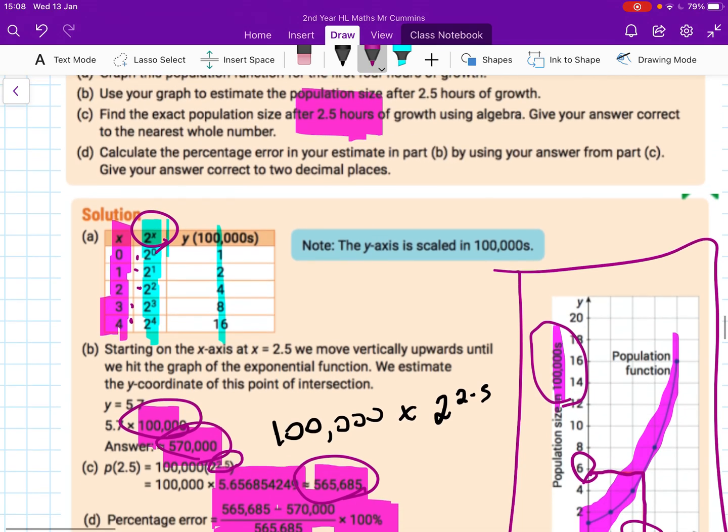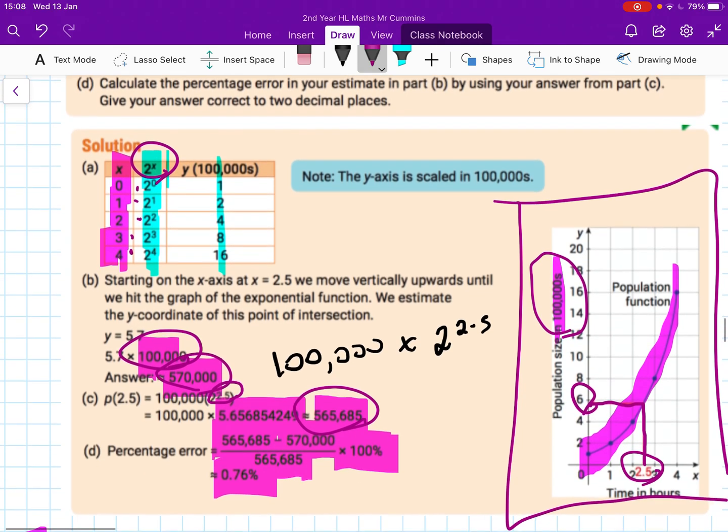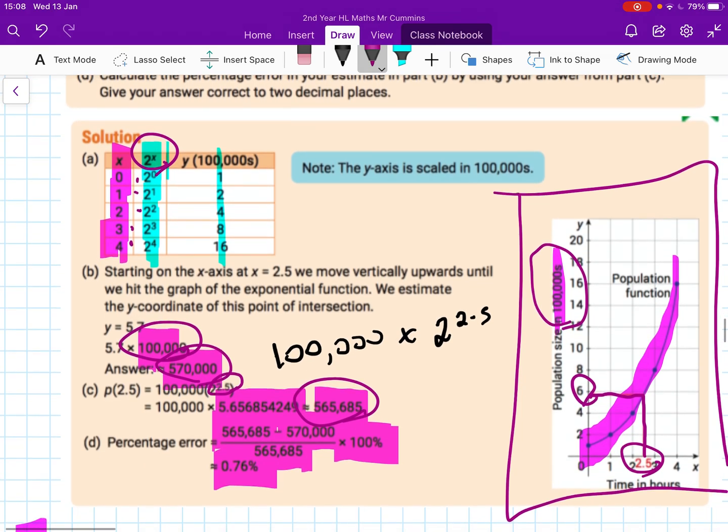The last part of D was looking at the percentage error. So your actual value was 565,658. Your estimated was 57. So the difference between them over the actual, multiplied by 100 over 1, gives you the percentage. Okay, so you can have a try at some of those.